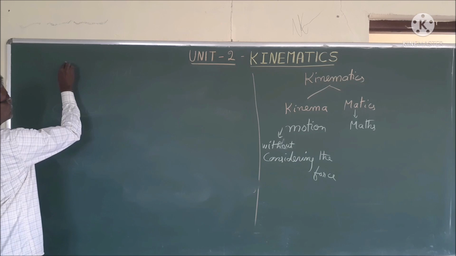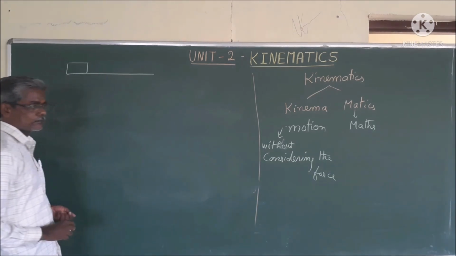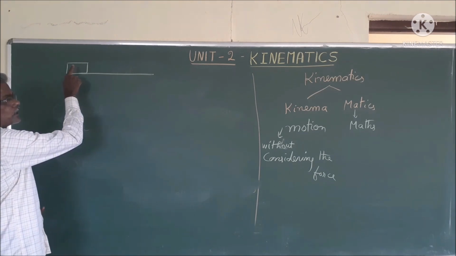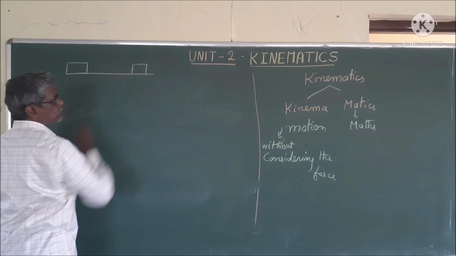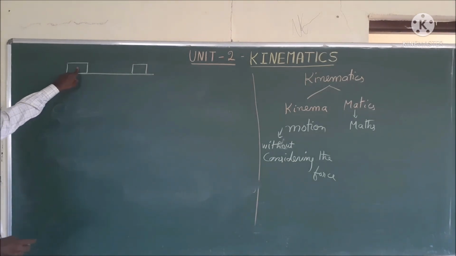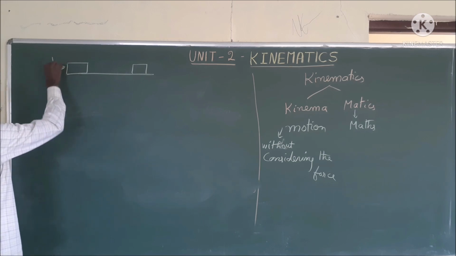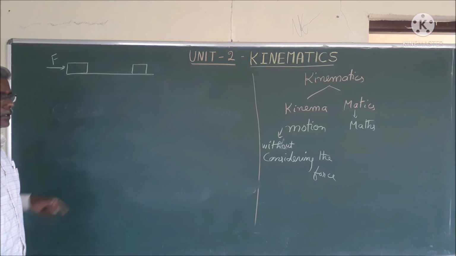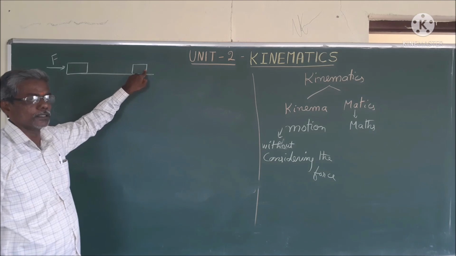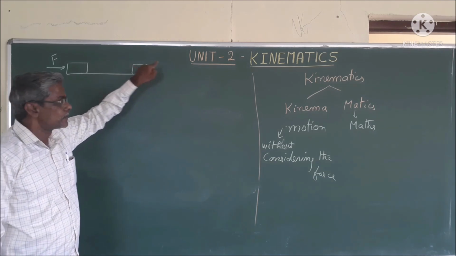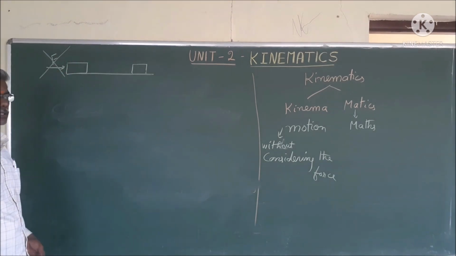Now let us consider a wooden block placed on a table. Now I want to move the wooden block a particular distance. That means the block has changed its position. How can I move this? With the help of force I can move it. Without the help of force I can't move the object from one place to another. Clear? But in kinematics they never talk about force.